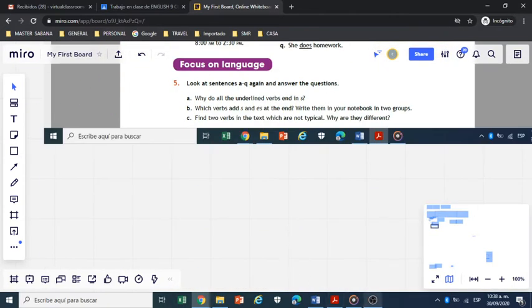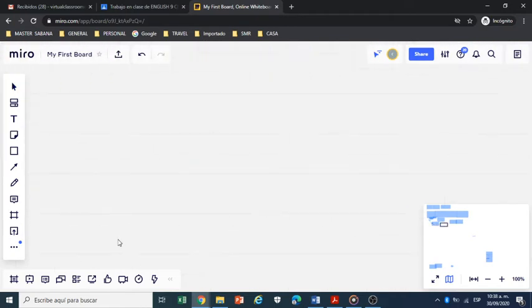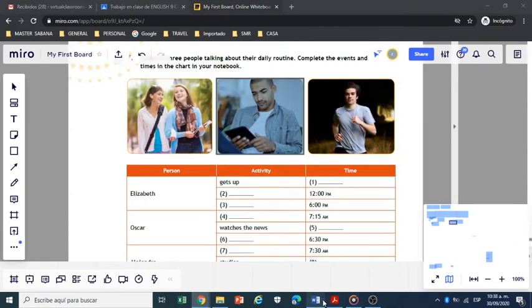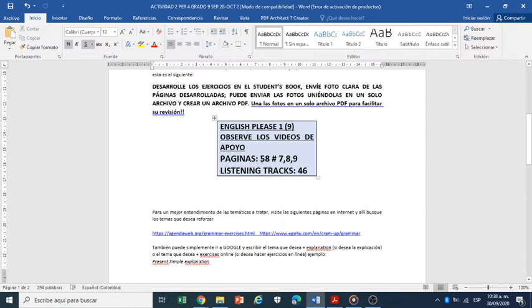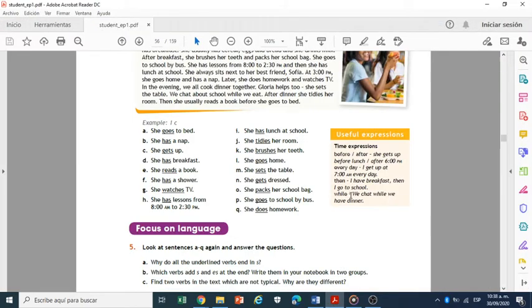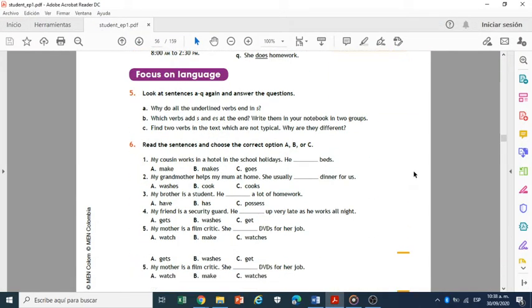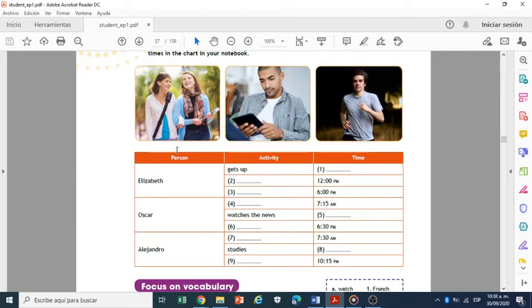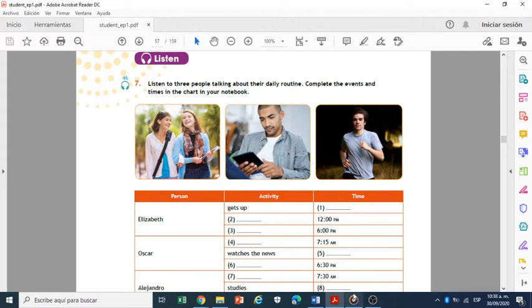Let's continue with this week's activities. This week's activities include this exercise on page 57 in your book. This week's activities include page 58, activities 7, 8, and 9. We are going to listen to activity 58, the listening activity, to do this exercise. So pay attention to the listening activity.